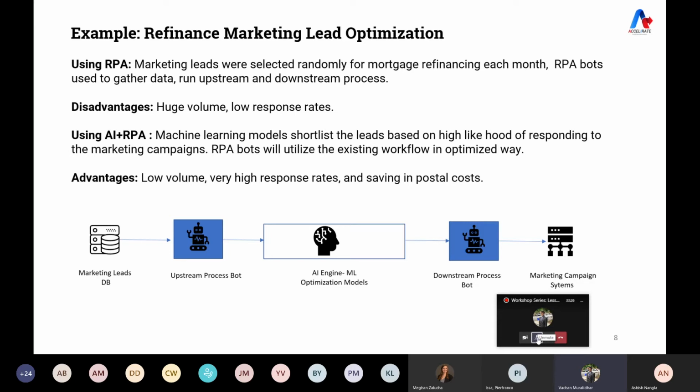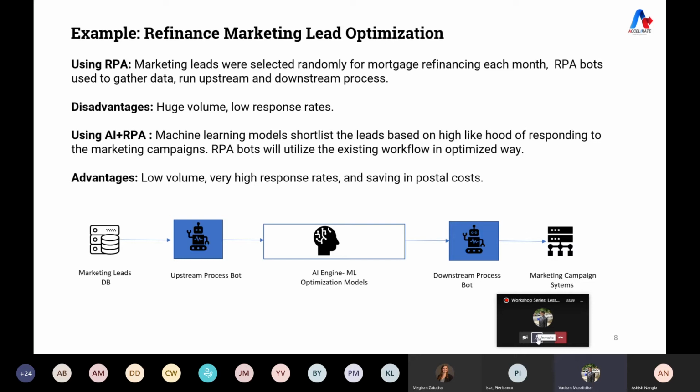So then we combined the AI here with the RPA. In an optimized way, we use machine learning models to optimize the marketing campaigns. The way we did it was we used the historical database to figure out which particular customer is highly going to respond. So we built a machine learning model to predict who's more likely going to respond to a marketing campaign, based on the historical data.